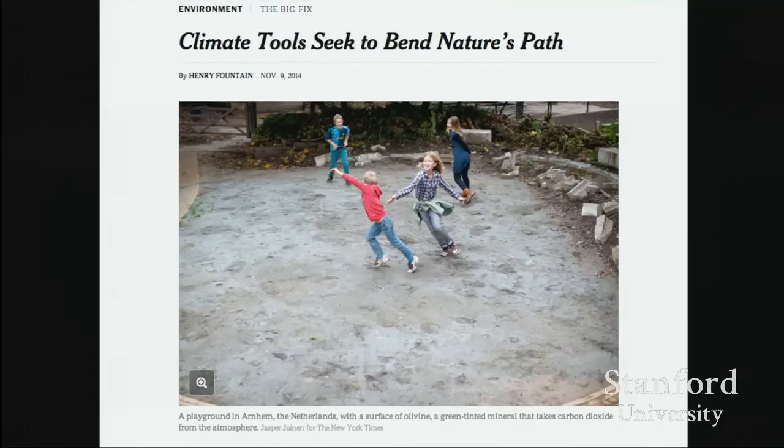And then there's some kind of crazy things you can do with minerals. This was in the New York Times a couple of days ago. Did anyone see this? You saw it? Yeah. You saw it? Yeah.